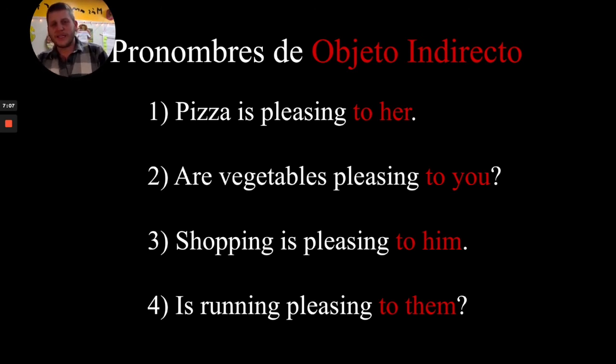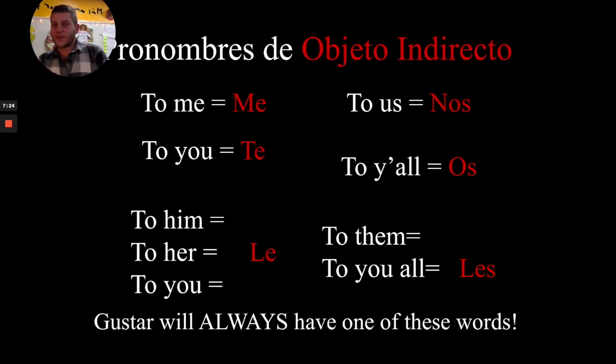And here, the pizza is pleasing to her. So we need to have the indirect object. The vegetables are pleasing to you. Shopping is pleasing to him. Running is pleasing to them. Those are all indirect objects. So as I'm sure you could predict, we're going to have to learn these indirect objects in Spanish. Here we go. We've got me, te, le. Now look at all the meanings of le. It can mean to him, to her, to you. To us is nos, to y'all is os, and then les has both of these, to them or to you all. These are your indirect objects.